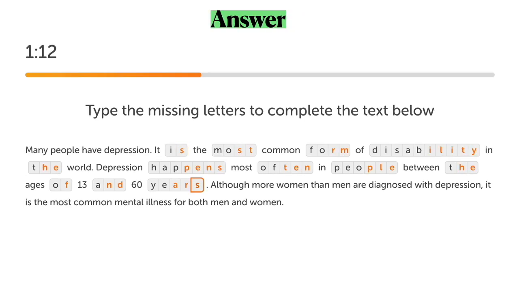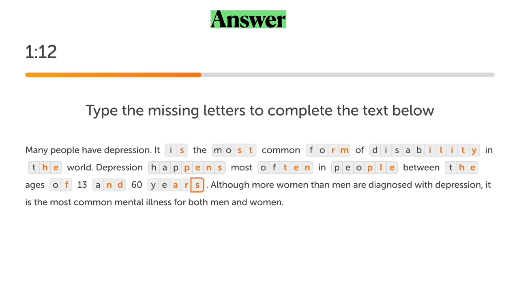So this is how we will fill this out. Many people have depression. It is the most common form of disability in the world. The paragraph is in the present tense, so we will use is and then the most common. The word form is a noun and before that we are using most common, which is adjective. We have been given half of the word in the next blank, which is disable, and it's most probably disability in the world.